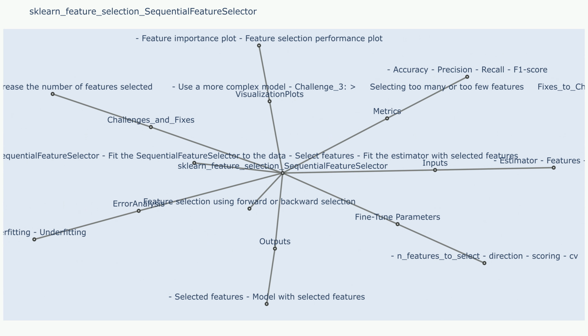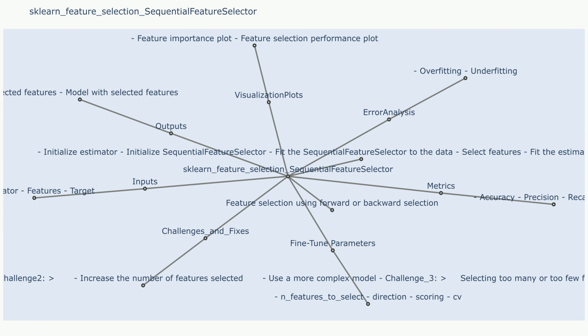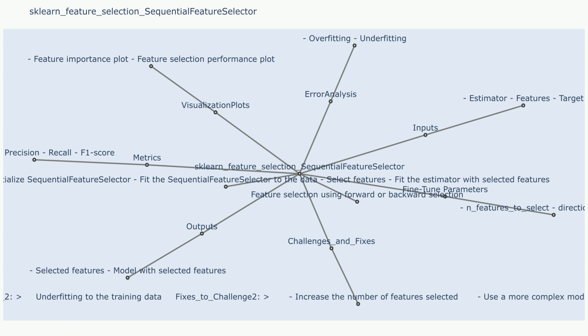Fine-tune parameters. n_features_to_select controls the number of features to be selected. Direction specifies the direction of feature selection, forward or backward. Scoring allows customization of the scoring function used for feature evaluation. CV enables control over the cross-validation strategy. Uncertainty methods: none. Sequential feature selector is a deterministic algorithm, so there is no inherent uncertainty in the selection process.